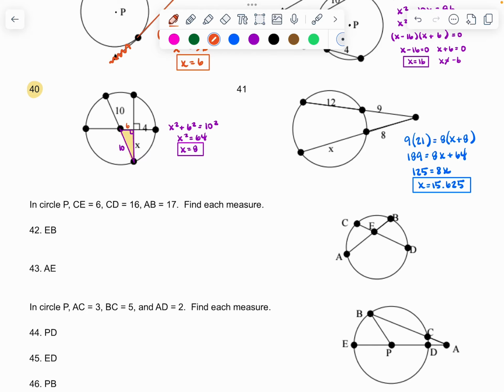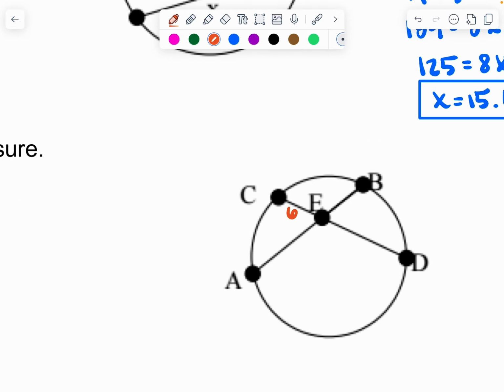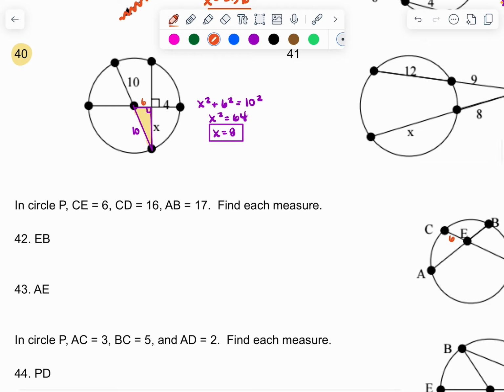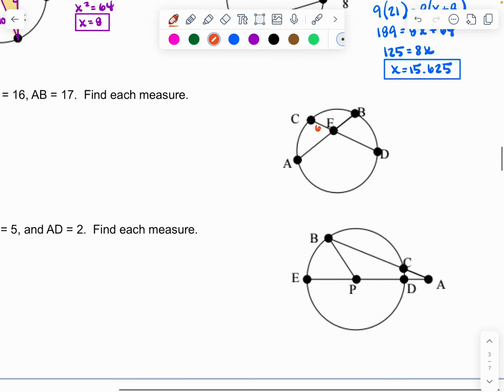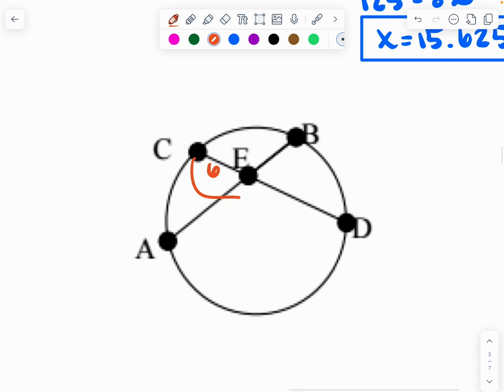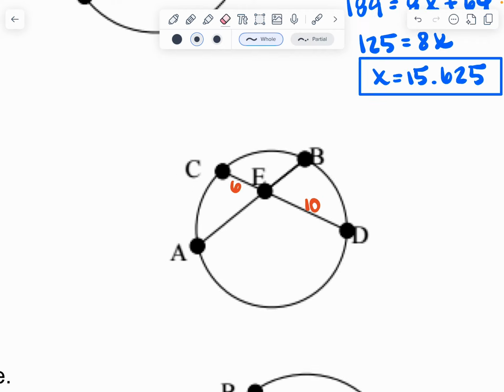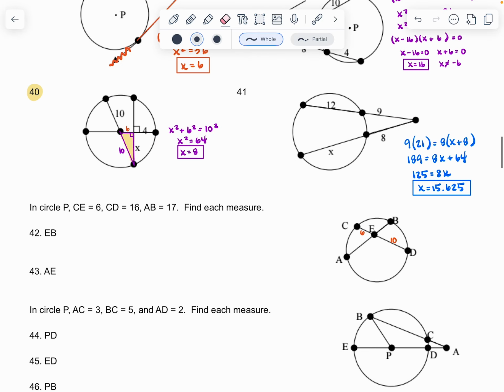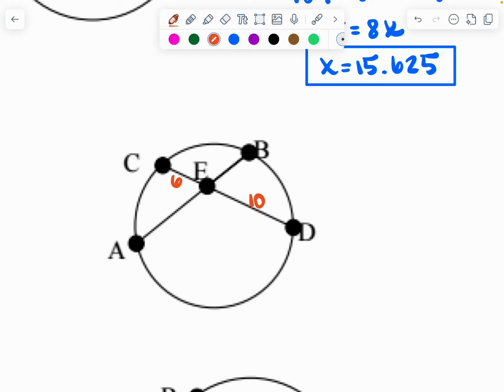Here we go. 2/3 of the way done. If CE is 6, and CD is 16. Okay, so let's understand what we just said here. CD is 16. Now, clearly, I don't need the 16. I need the ED length, which is obviously 10. So that's what that's trying to tell me. So I'm going to erase the 16. And then what do we got? AB is 17. Ooh, this one's tricky. So all of this is 17.